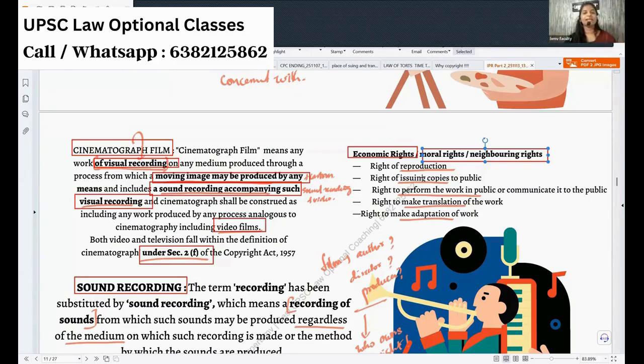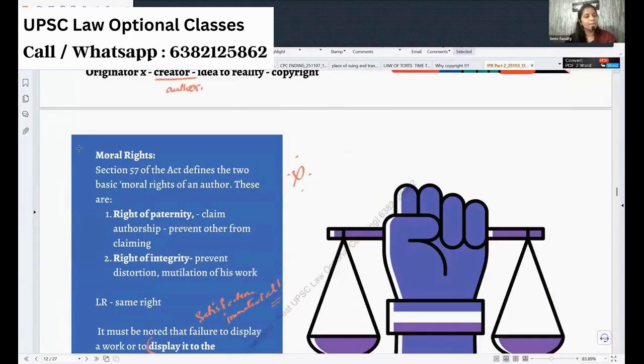Don't worry. First, economic rights are the right to reproduction, issuing of copies to the public, performing in the public, making translation, adaptation of the works. All these are called economic rights. But moral rights are defined under section 57 of the Act. It is the moral rights of the author just because he created the work, just because he has put in the labor, sweat, everything. He has the right to paternity. What is this right to paternity? He can claim authorship. You can prevent others from claiming it.